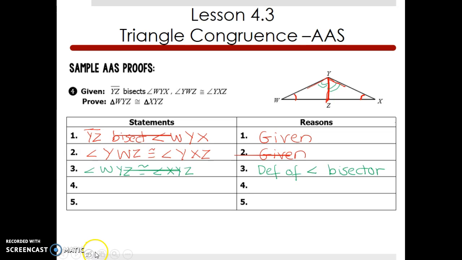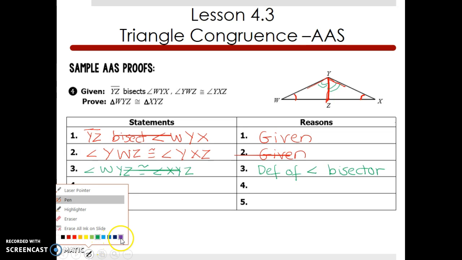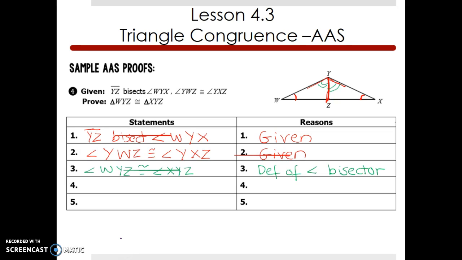So we got angle, angle. So we're doing angle, angle, side. So we need a side. Looking at the diagram, I see that they share a side, right? So they have one common side. So side YZ is congruent to side YZ. And when something is congruent to itself, it is the reflexive property.